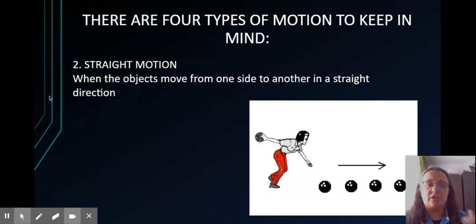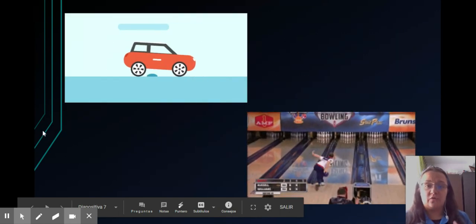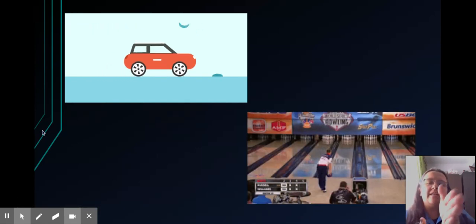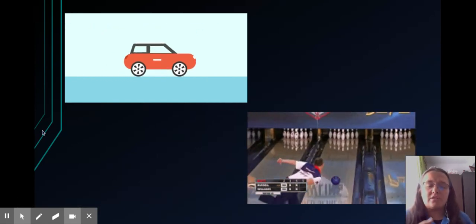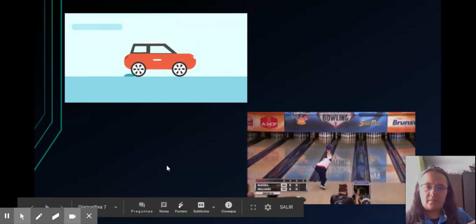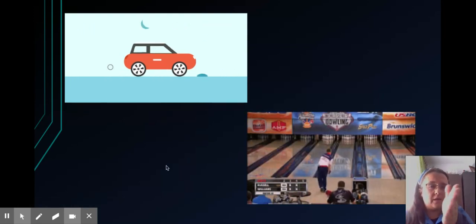That is when the objects move from one side to another in a straight direction. For example, when we play bowling, like what we see here in this picture. Some examples of a straight movement are the cars when they are going on a road, and also, as I told you, the bowling game, because you are throwing the ball in one direction and the ball is not coming back on the same path.